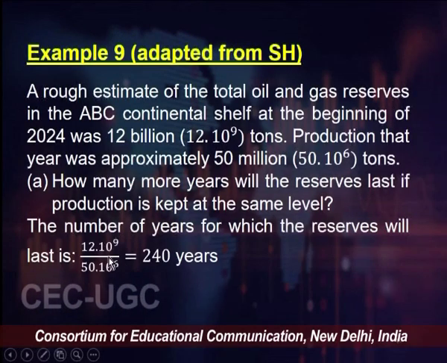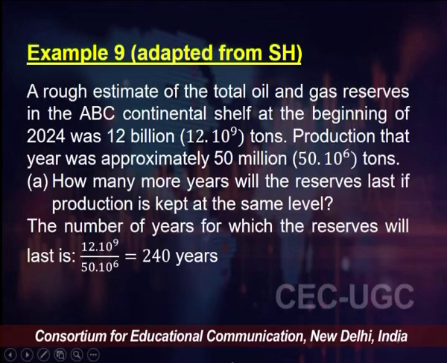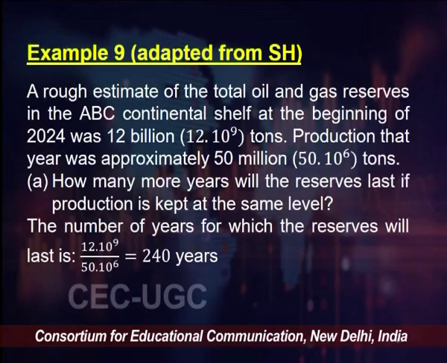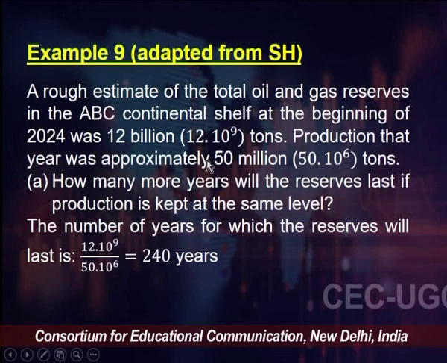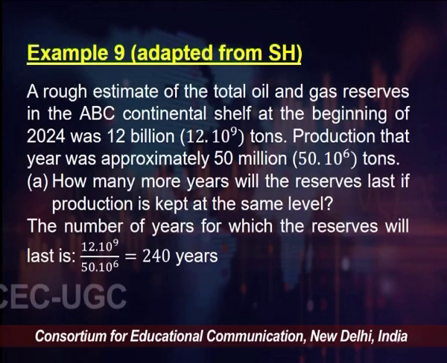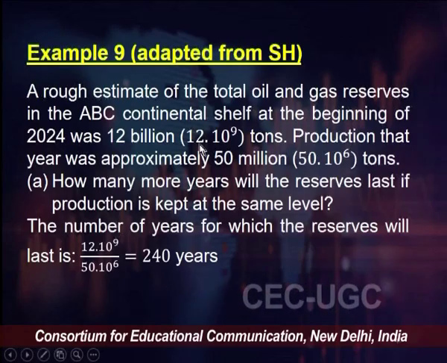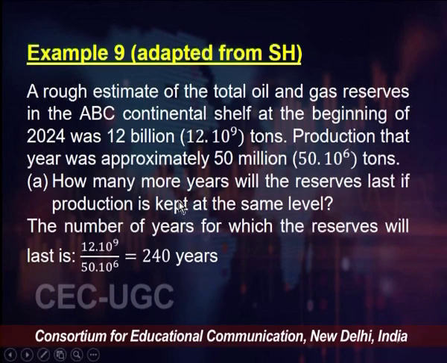This is an application that I have taken from the textbook, which basically gives you a rough estimate of the total oil and gas reserves in the ABC continental shelf at the beginning of 2024, which was 12 billion tons. Production that year was approximately 50 million tons, which is 15 into 10 to the power 6. The total stock was 12 billion, which is 12 into 10 to the power 9. The question asks how many more years the reserves can last if production is kept at the same level.